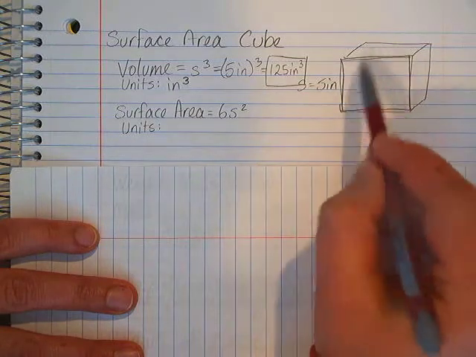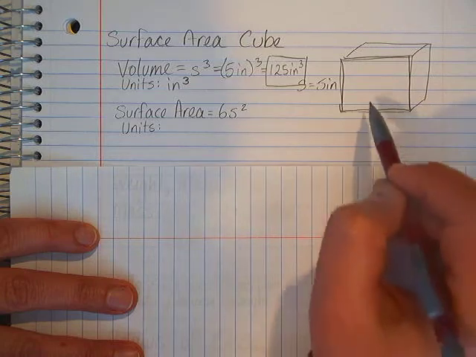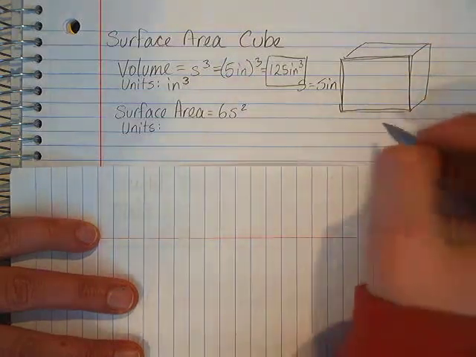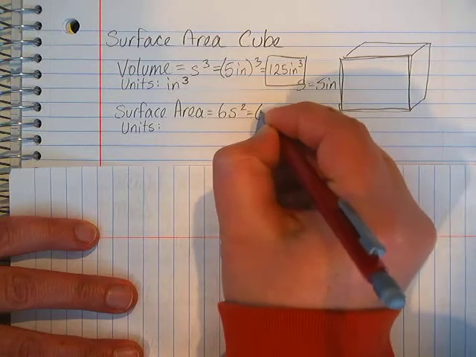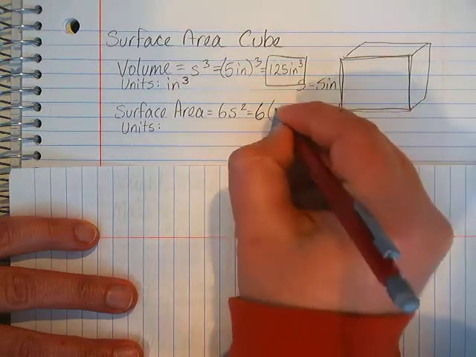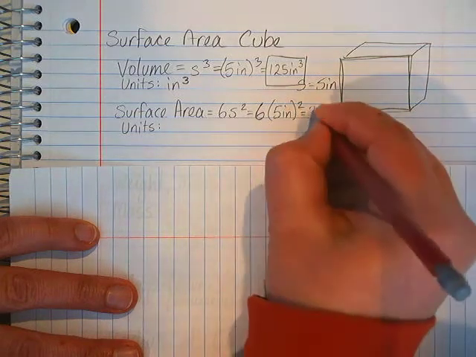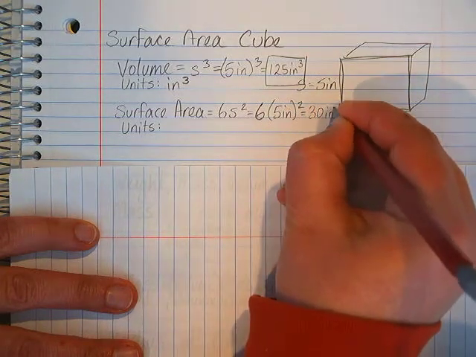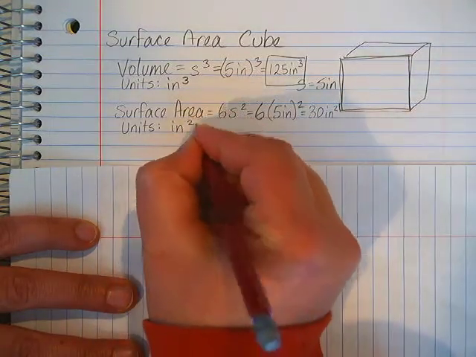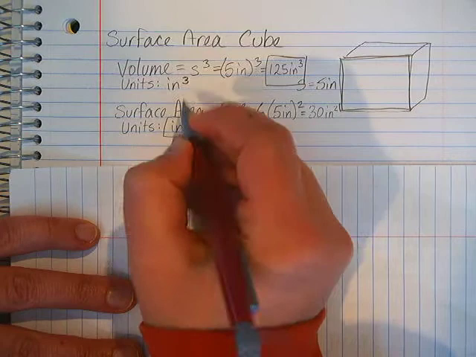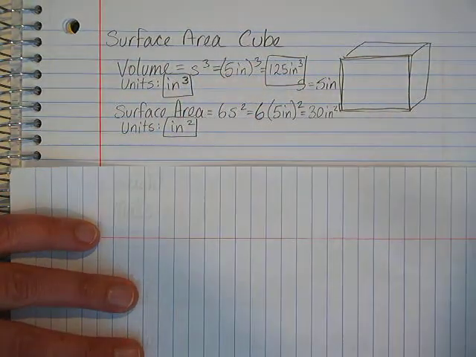It's the area of how much wrapping paper you need to wrap this, or paint to paint it, or whatever it is, just to cover the exterior. And so 6 times, in this case, 5 inches squared is going to be 30 inches squared. All right, so your units have to be a unit of length squared for surface area and a unit of length cubed for volume.